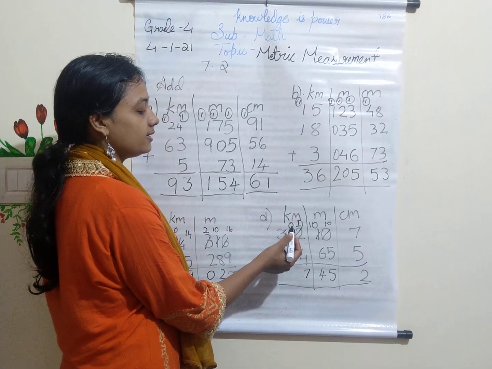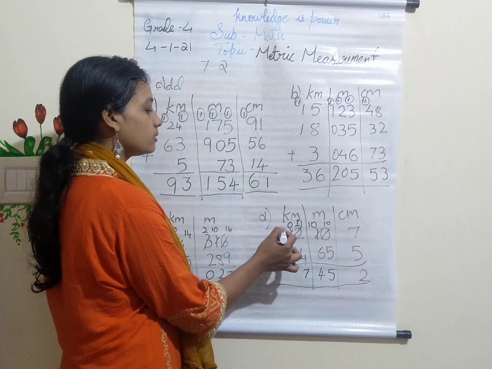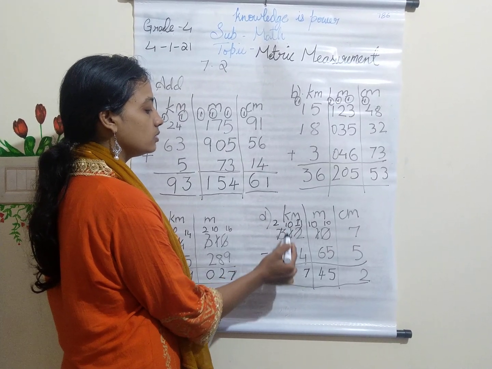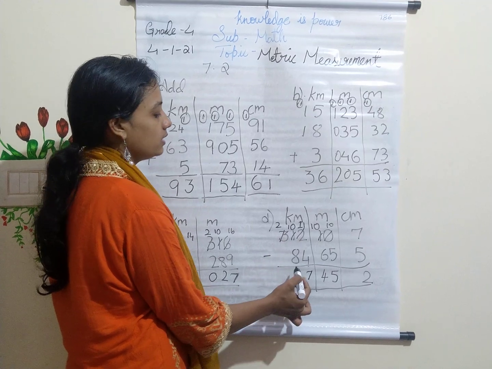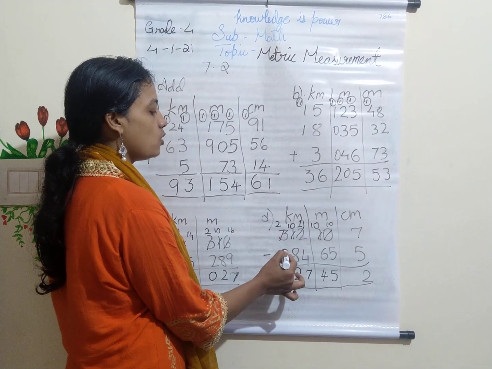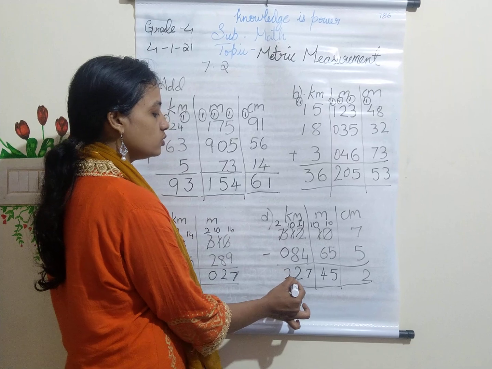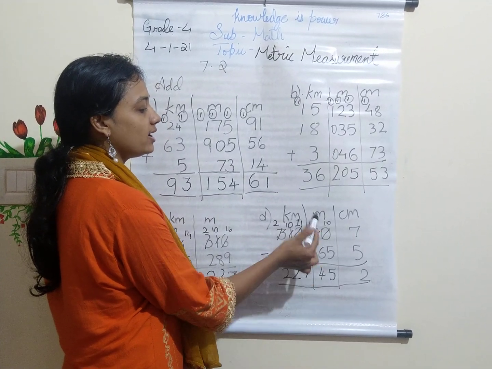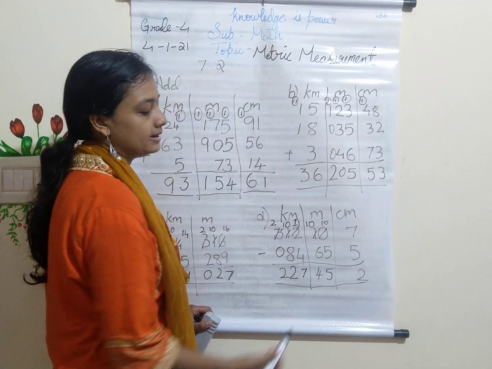I cannot subtract 0 and 8. So I will borrow. 0 becomes 10. 3 becomes 2. So 10 minus 8 would be 2. And 2 minus 0 would be 2. The answer is 227 kilometers, 45 meters, 2 centimeters.